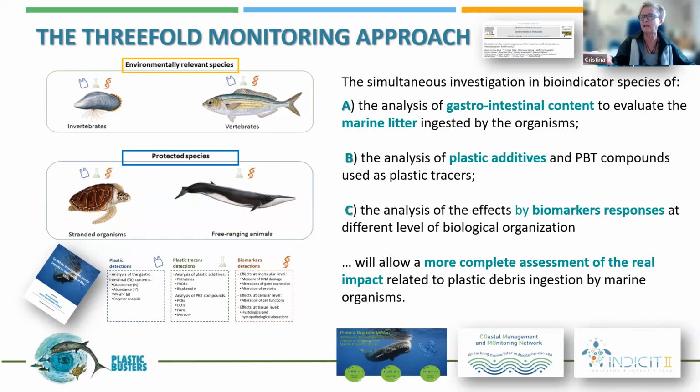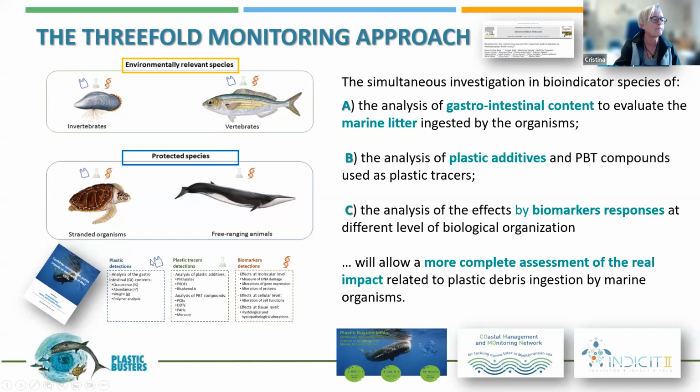The first level is the clearest one, the simplest one, that was previously described by my colleague. It represents the analysis of the gastrointestinal content to evaluate the microlitter ingested by marine organisms. So we have clearly explored with Dario and Matteo how we can detect microplastic and microlitter, how we can characterize all this class of litter in different species. But we have said that it is not enough in order to understand the real toxicological effect.